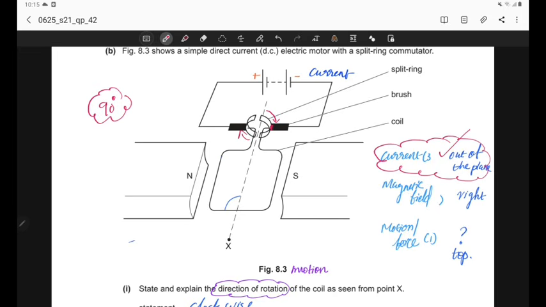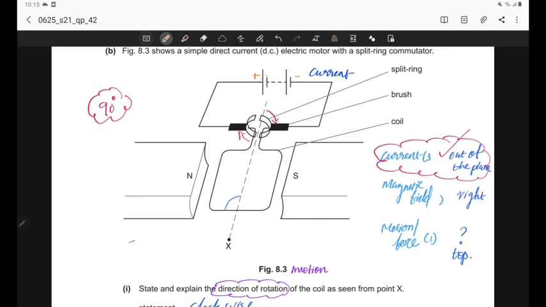Now you can see the commutator and the brush are touching so that the current can easily flow from the cell to the coil. So there is electricity so that it will work. But when this commutator rotates 90 degrees, the commutator won't be touching these brushes, as the gaps come into contact between the space between the brushes.